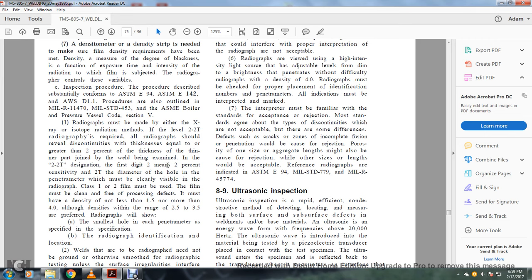In the designation 2T, the first digit means 2% sensitivity. T2, 2T is the diameter of the hole of the penetrameter, which must be clearly visible in the radiograph. The last one of film must be used, but the film must be clean, free of processing defects. It must have a density of not less than 1.5 and no more than 4.0, although densities ranging from 2.5 to 3.5 are preferred. Radiographs will show the smallest hole of each of the penetrameters specified in the specification.